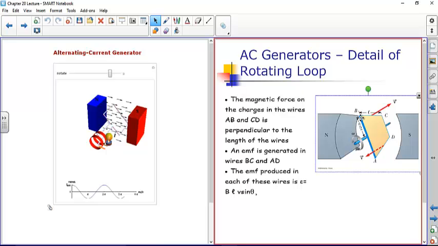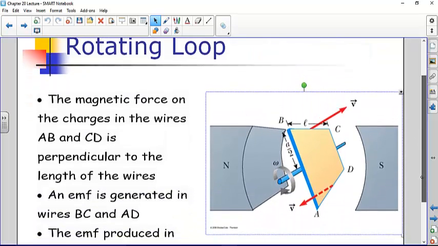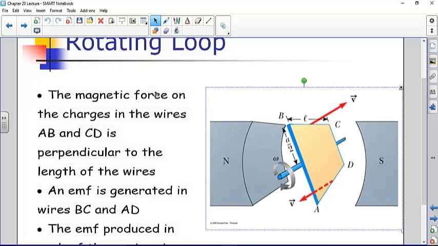So here is a little bit closer detail of the generator. It says the magnetic forces on the charges in the wires AB and CD is perpendicular to the length of the wires. So those forces go this way. And so that doesn't generate any power. The actual voltage is generated in the wires BC and AD.